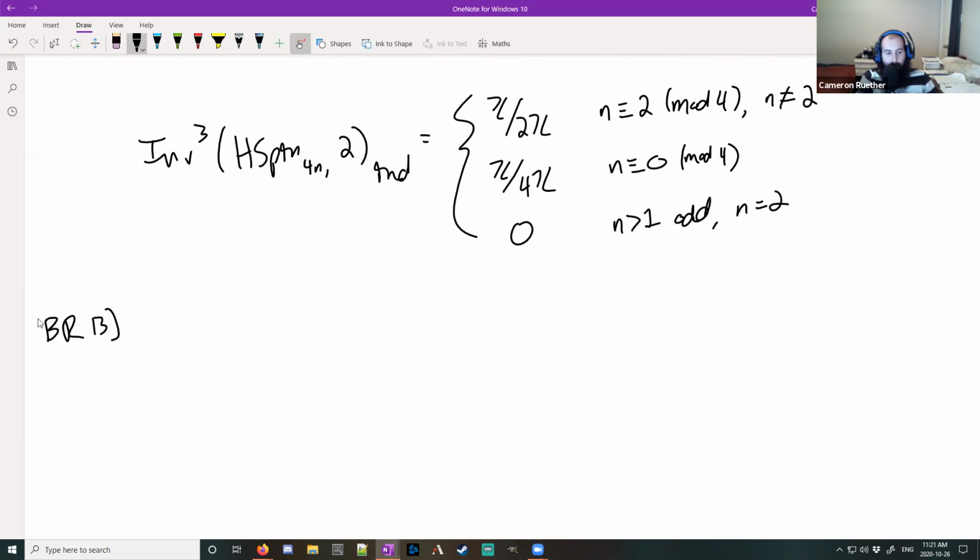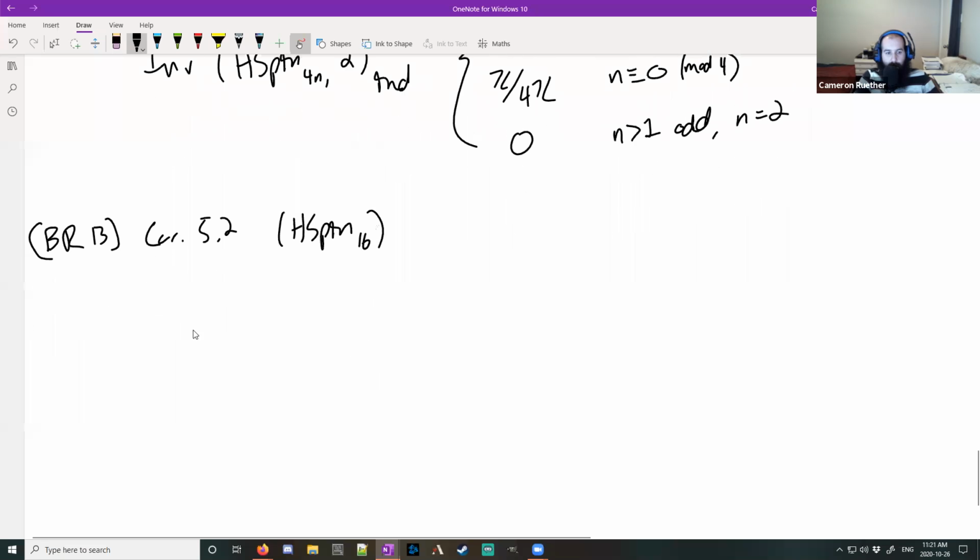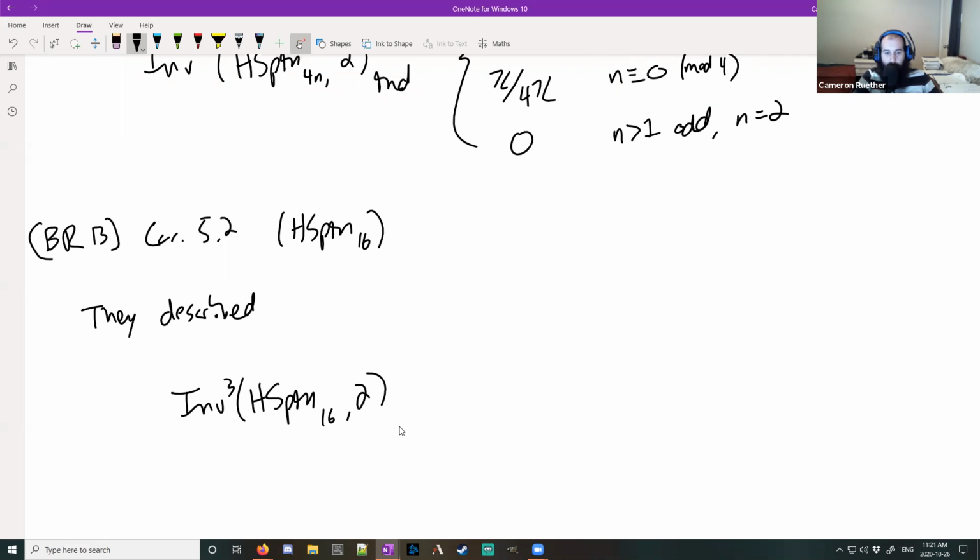So yeah, in their paper, corollary 5.2, this was for HSpin 16. They described the degree 3 invariants of HSpin 16, and they described the full normalized invariants as being isomorphic to this direct sum.